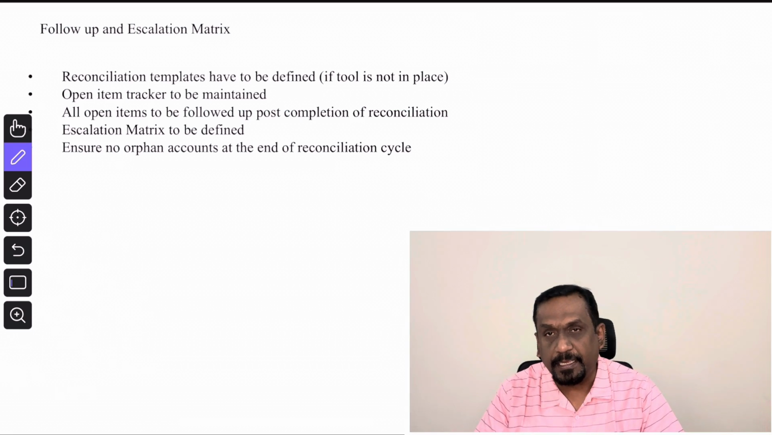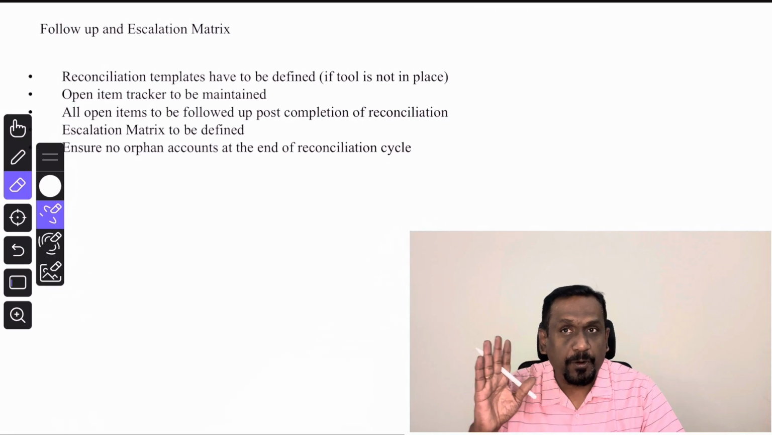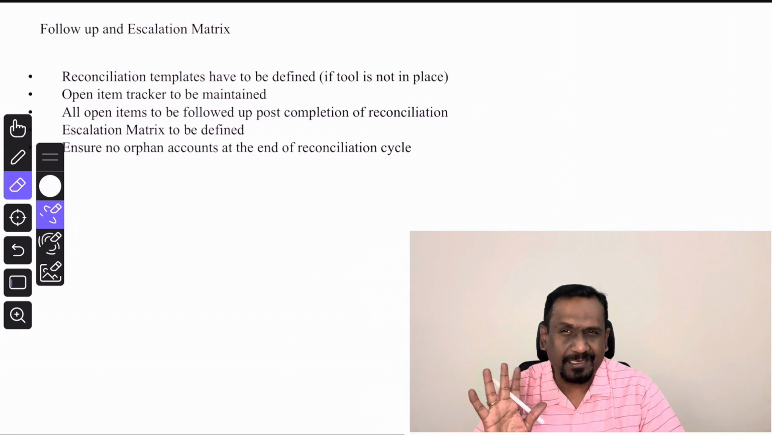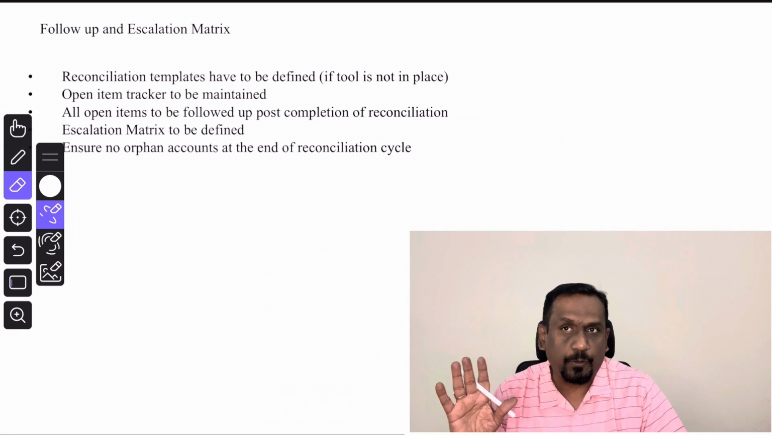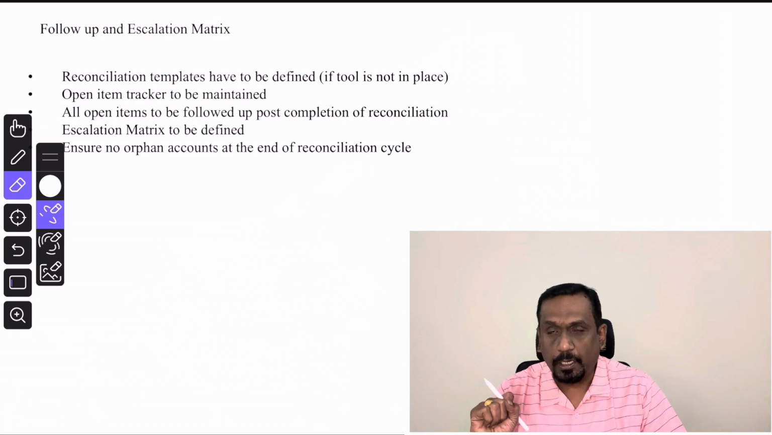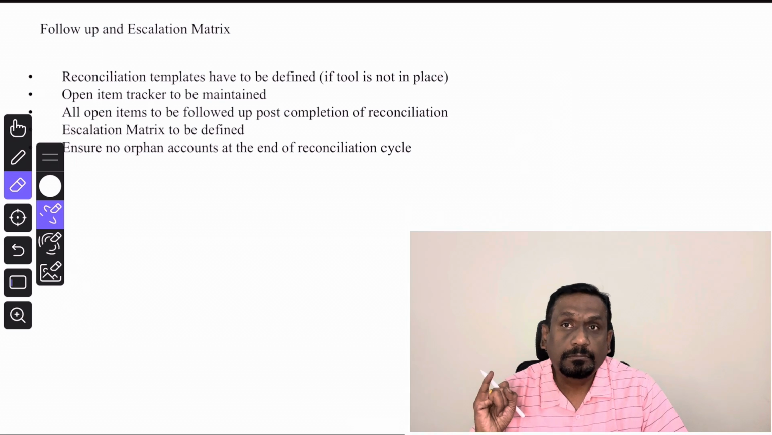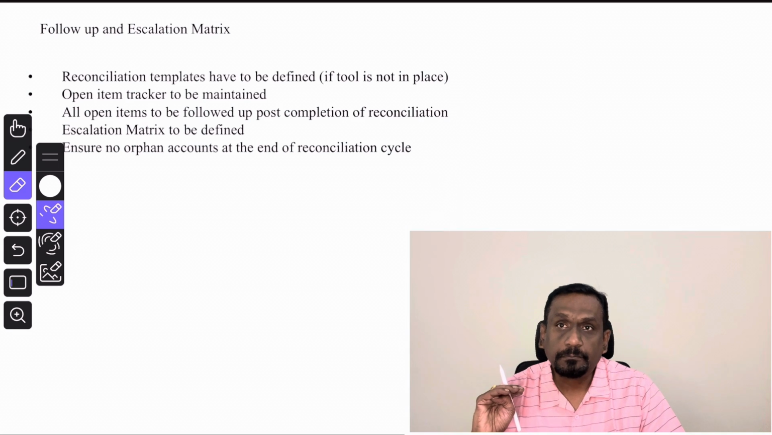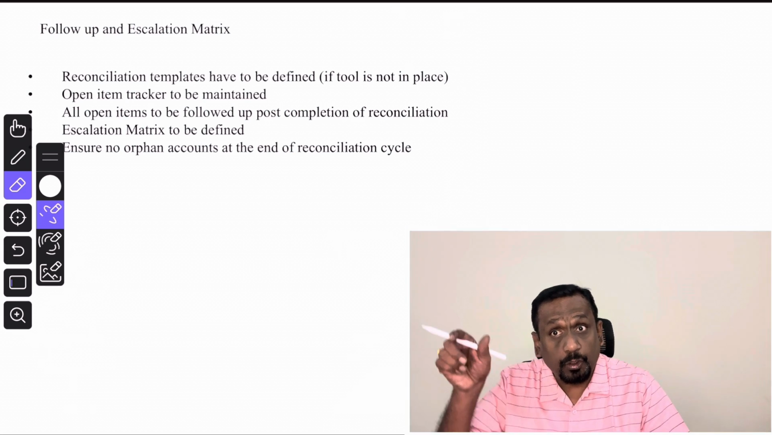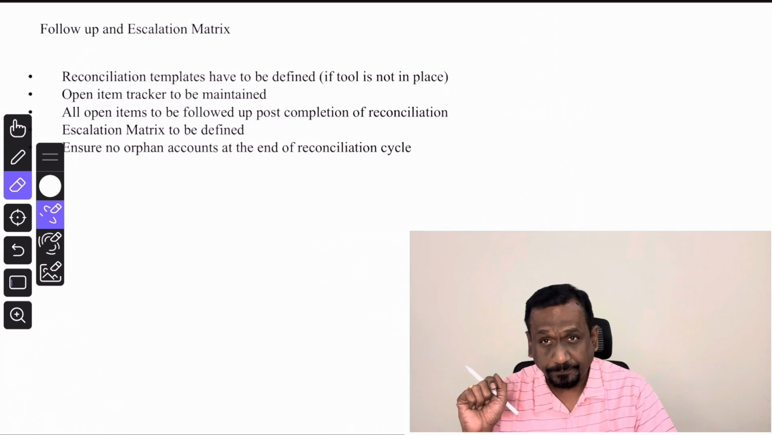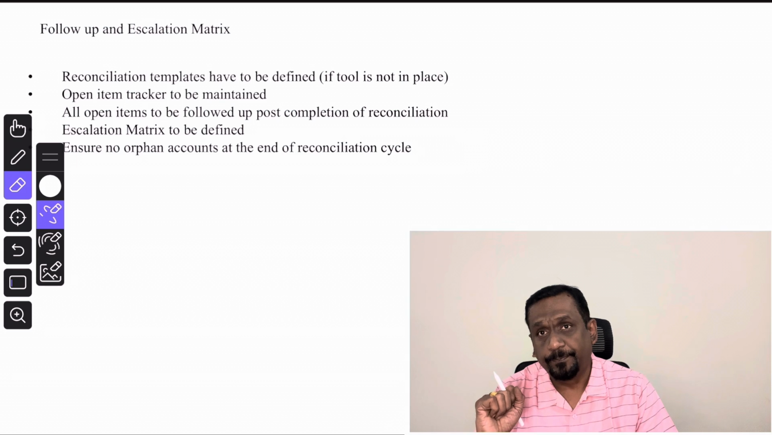In that open item tracker, what are you supposed to do? At least 4 important columns you need to add. They are very important in my opinion. Again, there is no hard and fast rule. In my opinion, those 4 or 5 columns are very important. I'll tell you what those columns are. Follow-up 1, follow-up 2, follow-up 3, and escalation. These 4 are a must. And the 5th one is, who posted this journal entry? Username also needs to be updated next to that. You know why all this information is required.